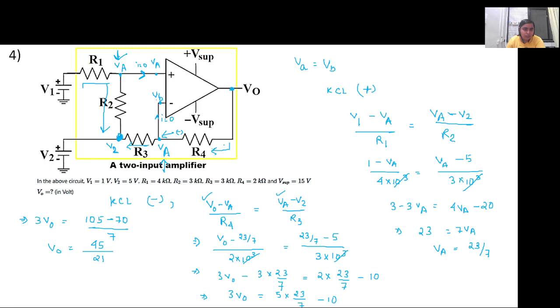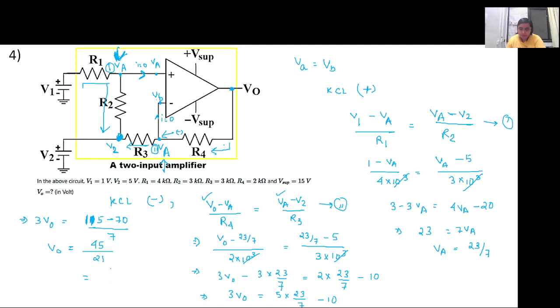Okay. So I just asked you to calculate the V naught. So we have written the two KCL equations, right? The first equation at this terminal, which is the positive terminal, and the second equation at this particular node. First node and second node. It's 115 minus 70, I guess. Yeah, sorry, 115, right? Yes. So it is 45 by 21.